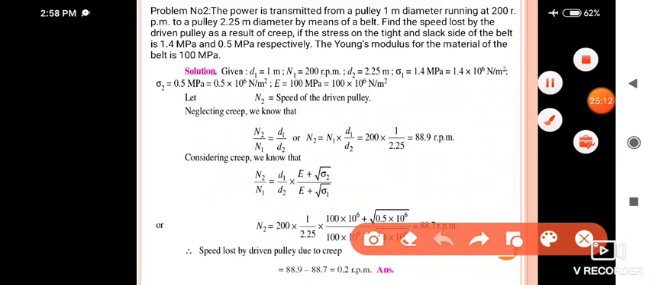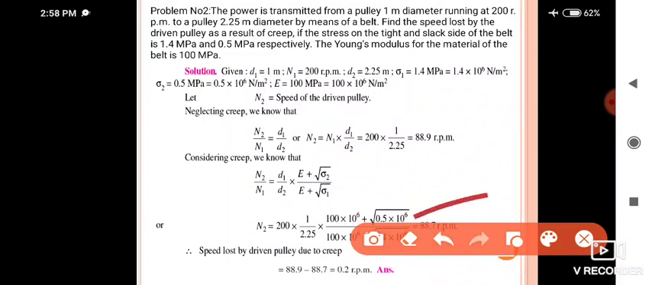n2 by n1 is equal to d1 by d2 into E plus sigma 2 divided by E plus square root of sigma 1. Okay, and make n2 the subject, substitute all the values, and you are going to get the answer 88.7 rpm. Then these two are neglecting the creep and considering the creep values. Okay, both are very much near.